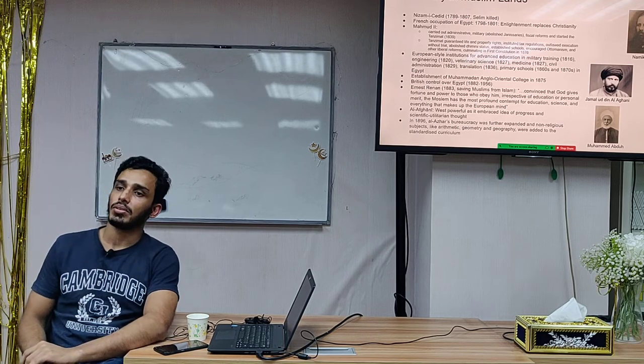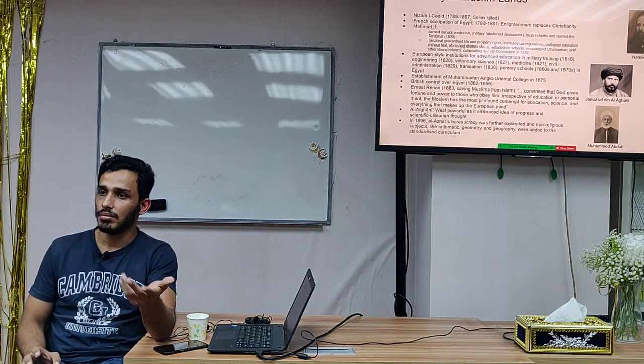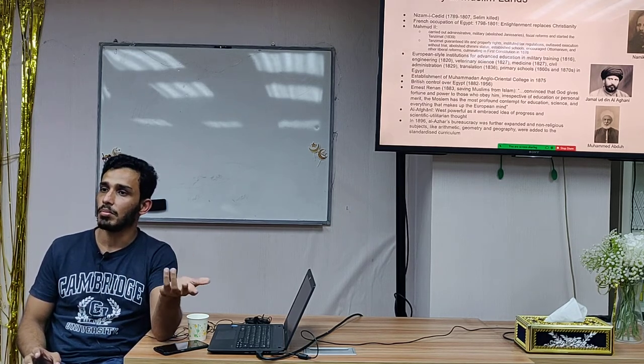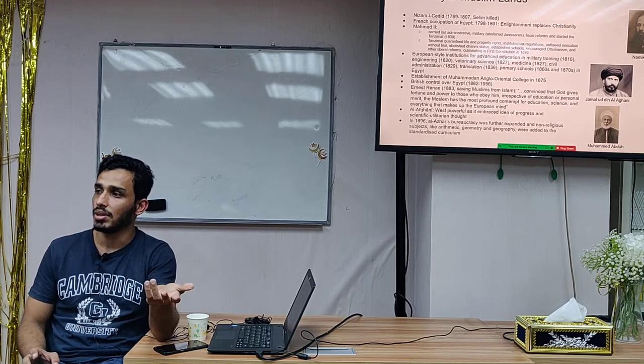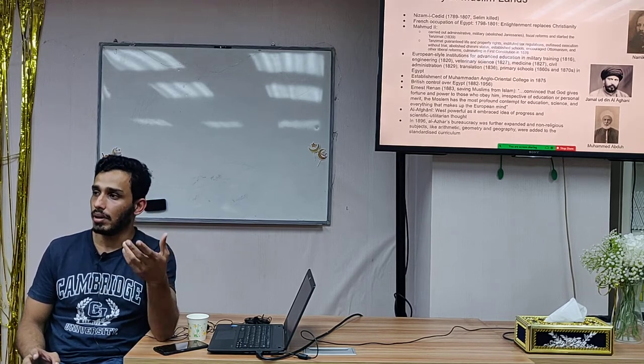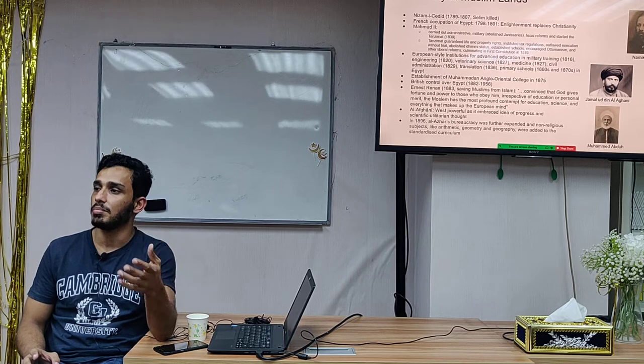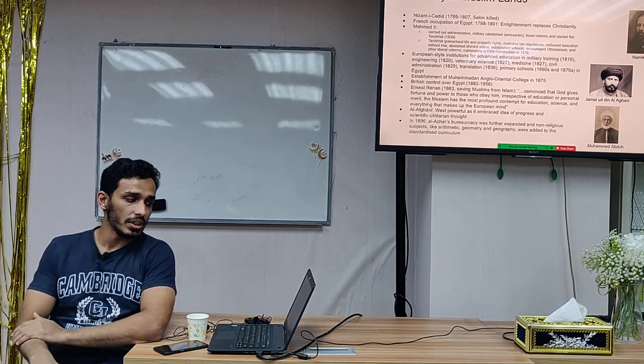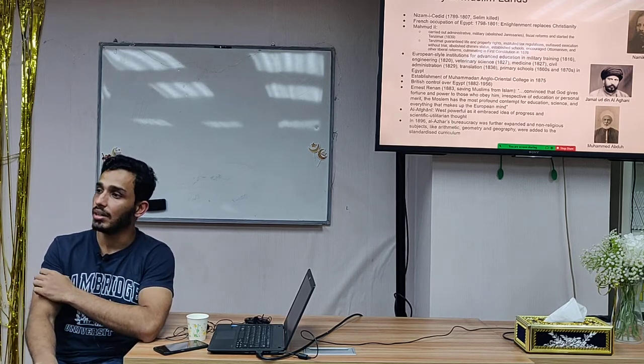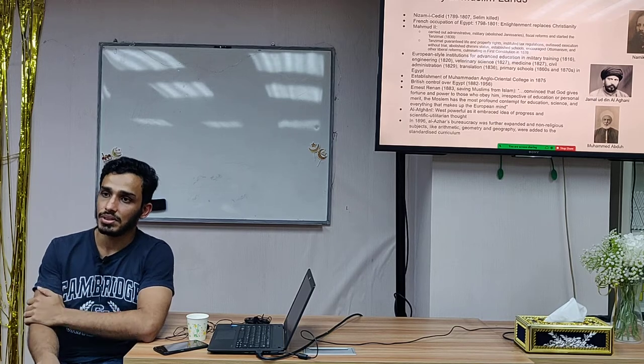And they become the de facto rulers, even though on paper there was this Egyptian ruler by the name of Tawfiq. He was on paper the ruler, but behind the scenes, the British were the ones who were controlling. Right, so they were the de facto rulers of Egypt from 1882 until 1956.